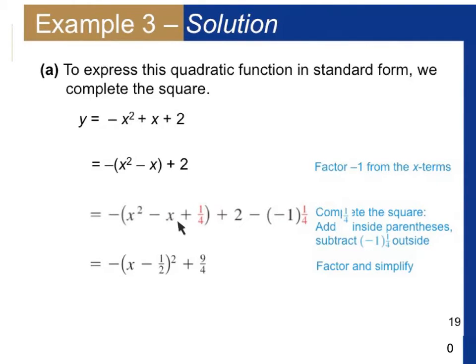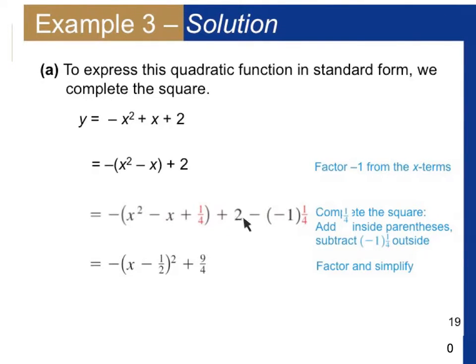Okay, so we have to take half of this coefficient and square it. Remember, our coefficient here is -1. So if we take -1 divided by 2, we get -1/2, and we square it, we get 1/4. So we're going to add a fourth there to get a perfect square. And then we really added a -1 times 1/4, so we're going to subtract a -1 times 1/4 out there, because we added a -1 times 1/4 here.